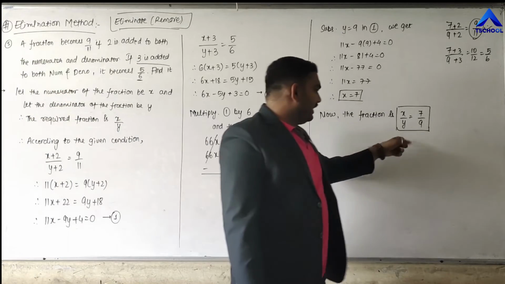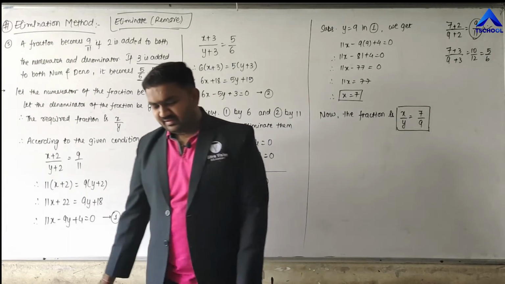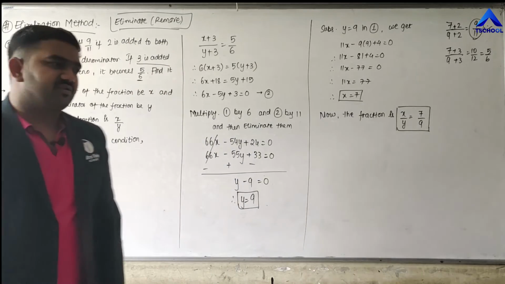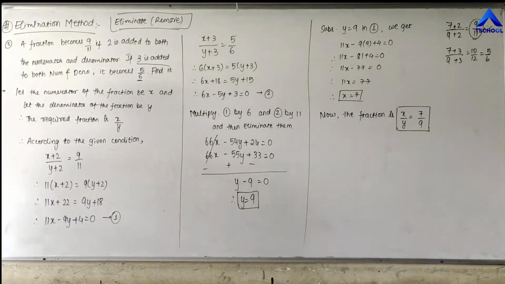So the fraction that we got here is correct. So that is our required fraction. The fraction is 7 upon 9. Take a look over it.